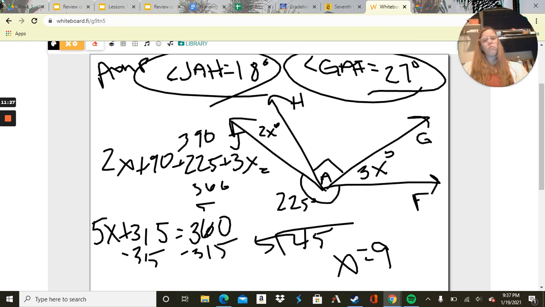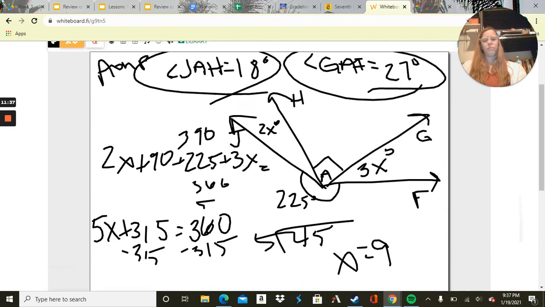So obviously all this information is necessary, because if you don't find x, you're not going to find what your angle measures are. And being able to know what is on the other side of your equal sign is going to be your angle relationships.